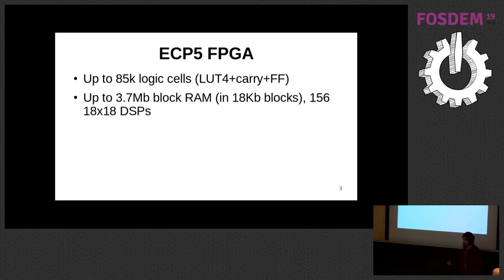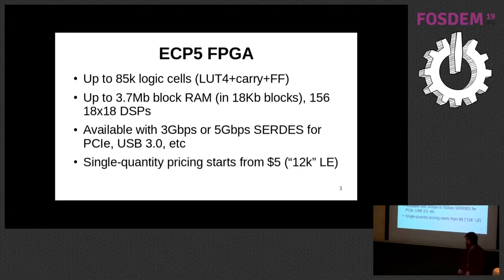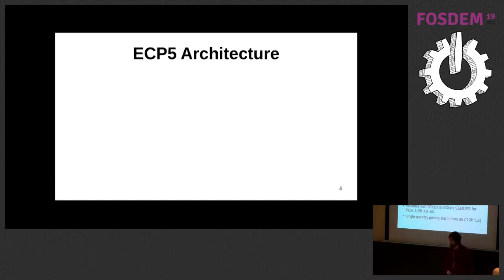I think the vendor's intended market for this FPGA is things like small 4G base stations. And finally, it has what we call SerDes, at 3 gigabits per second or 5 gigabits per second. That's for doing fast interfacing, PCI Express, USB 3.0, those kinds of things. And it's dirt cheap as well. Pricing starts from $5 for the nominally 12K logic element device. So that's quite a bit of FPGA for your money. It's bigger and cheaper than the ICE40 FPGAs that the open source tools of the past have supported.